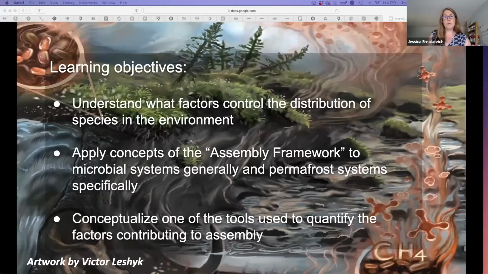used to quantify the factors contributing to assembly.